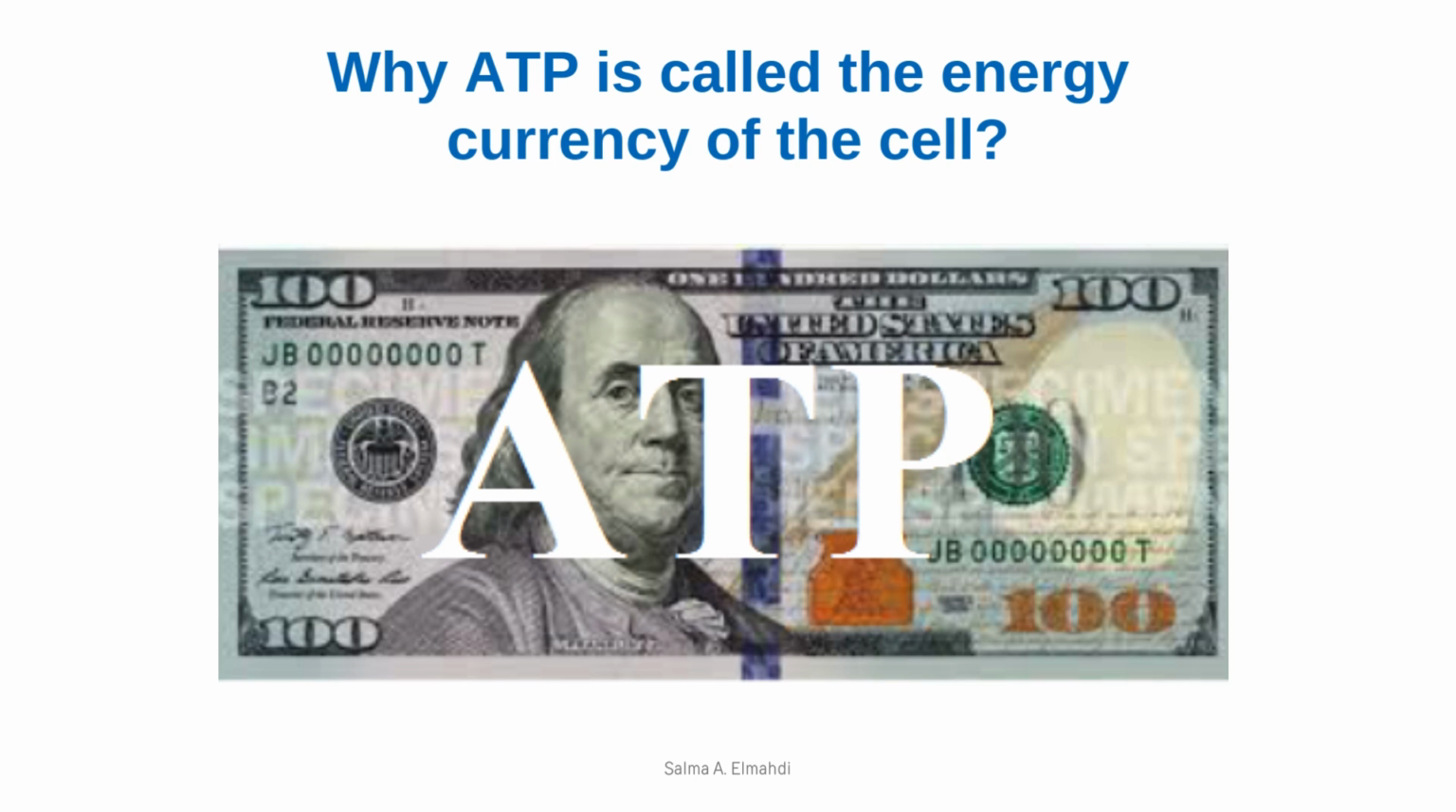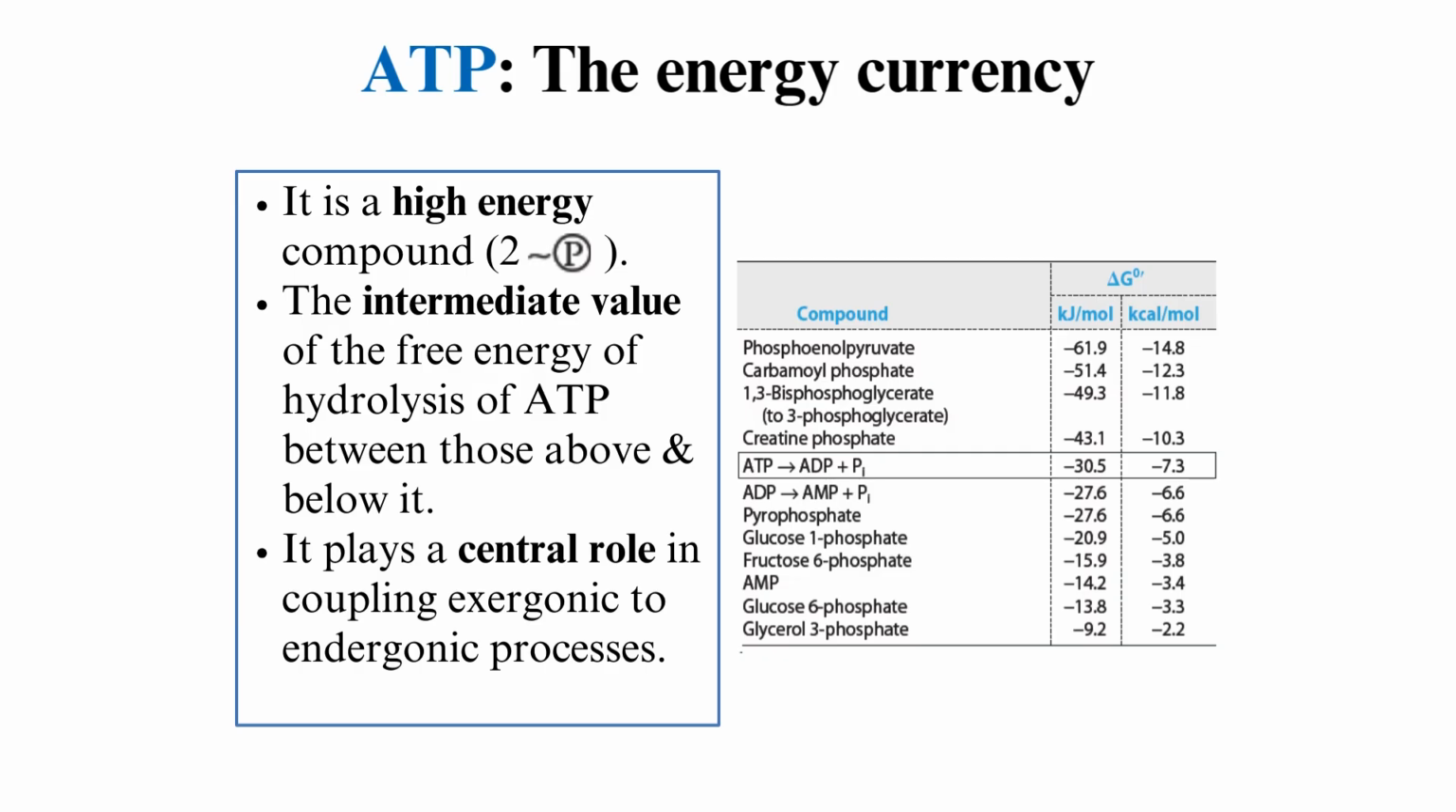ATP is usually, or famously, called the energy currency of the cell. Why is that? Because it is a high energy compound. As we said, it contains two high energy phosphates. It has an intermediate value in the list of high energy molecules. It divides those that have a high energy phosphate from those that are low energy phosphates, and it plays a central role in coupling exergonic to endergonic processes.